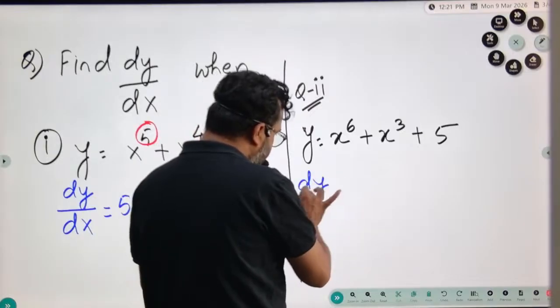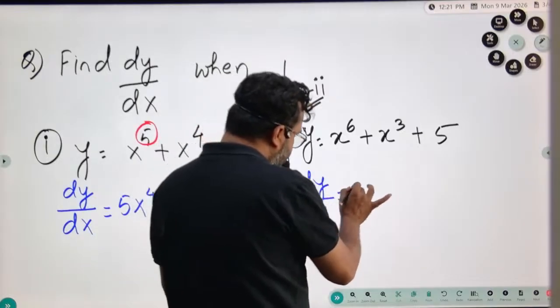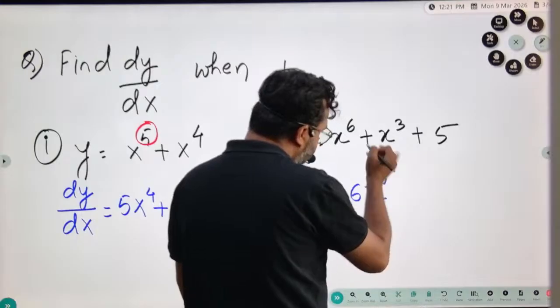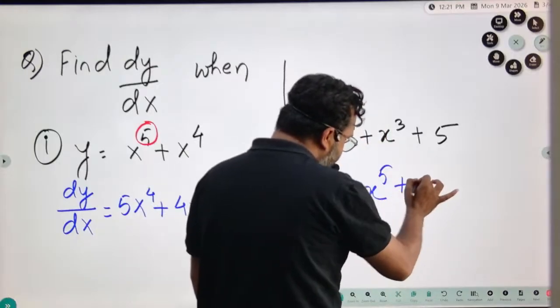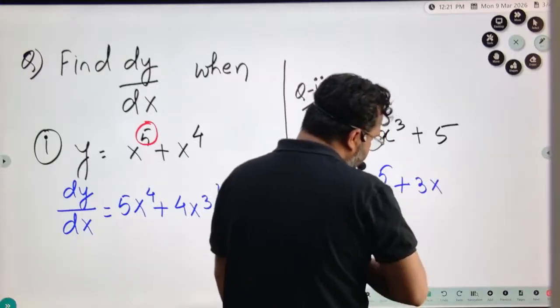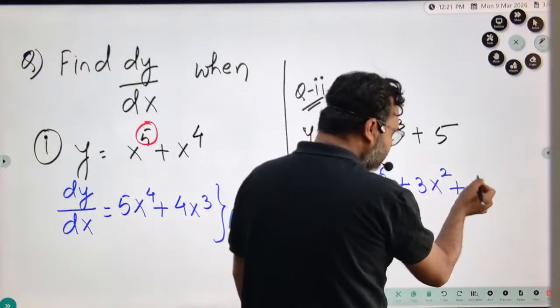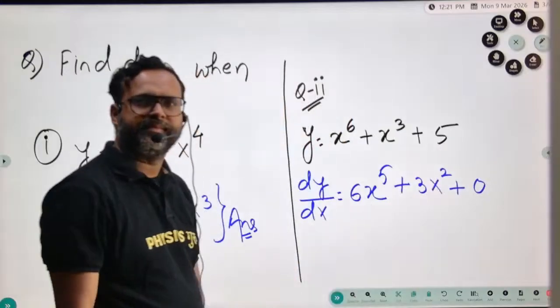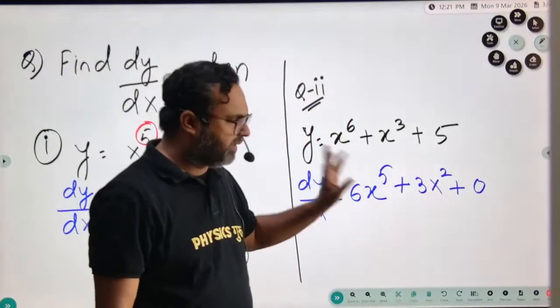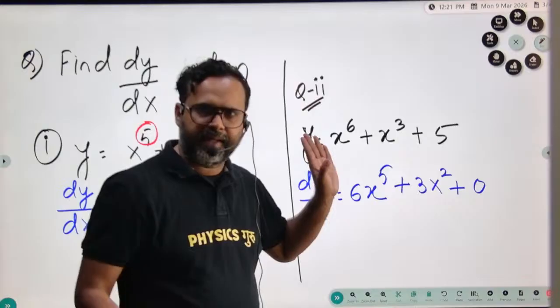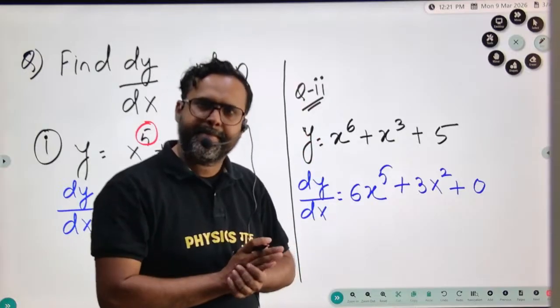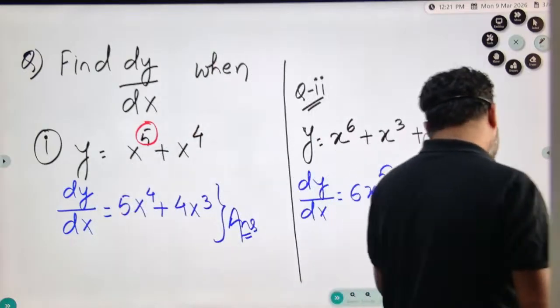The derivative is 6x raised to the power of 5 plus 3x to the power of 2, plus the derivative of the constant, which is how much? 0. Perfect. So this is the derivative of this function. Any doubt? No. Okay. Now this one, try this one.